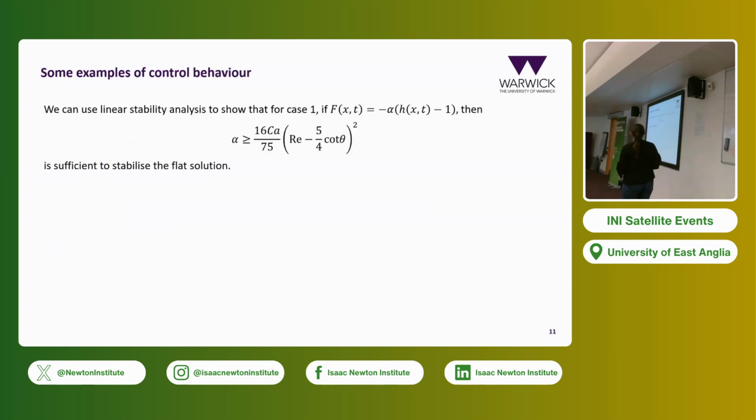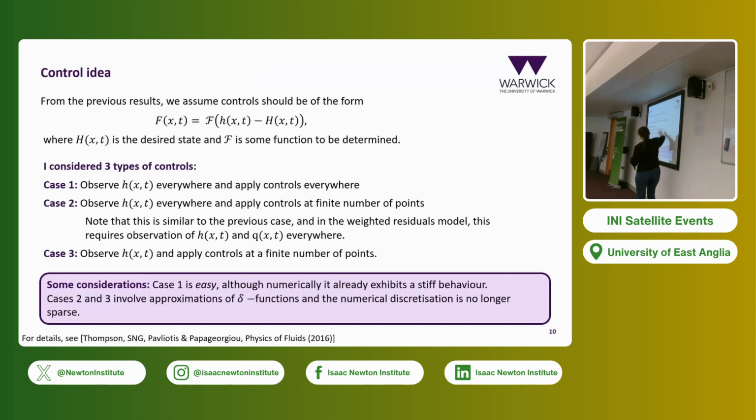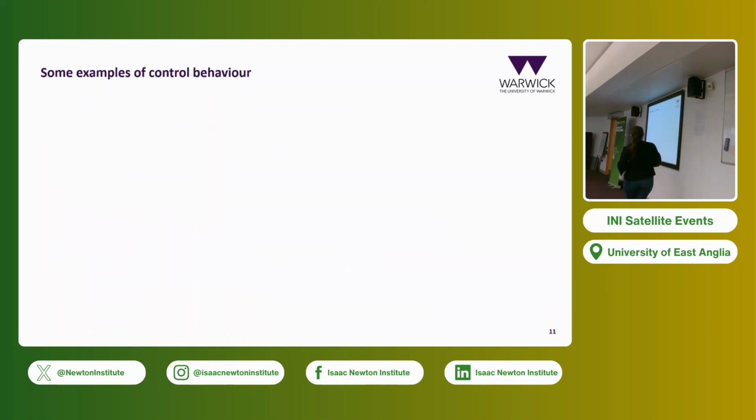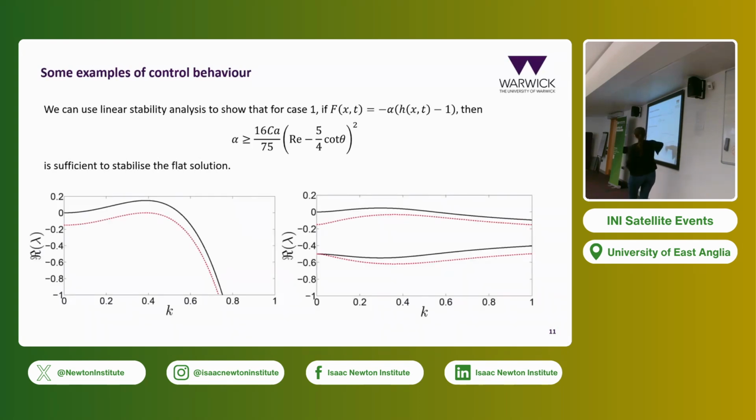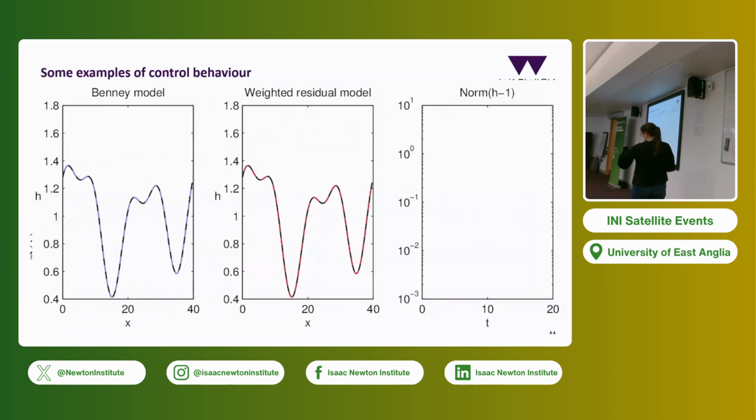The reason why we cared about this first case, control everywhere and observe everywhere, is because we can then just assume that the controls are proportional, with some constant alpha, to H minus 1, and we can work out what alpha needs to be to stabilize a flat solution. This is just to show that this value of alpha moves the eigenvalues of the Benny equation and of the weighted residuals model to having negative real parts, so nothing is unstable.